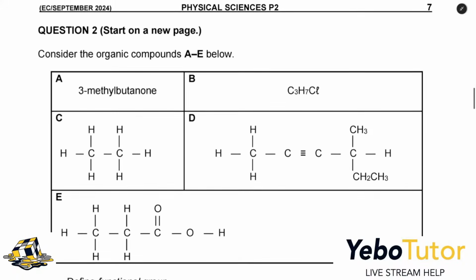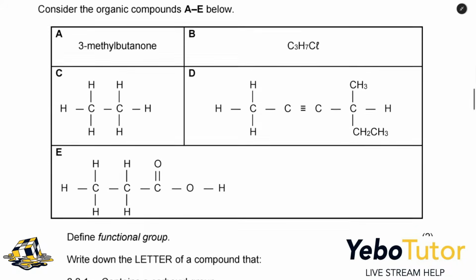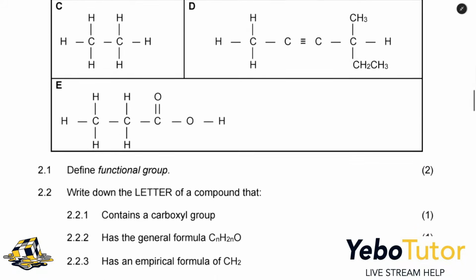Let's look at question 2. Consider the organic compounds A to E below. We are given A, which is 3-methylbutanone. We are given that one with Cl. We are also given structural compounds, as you can see on C and D. We are also given E over there.